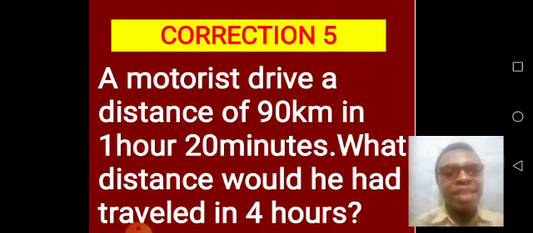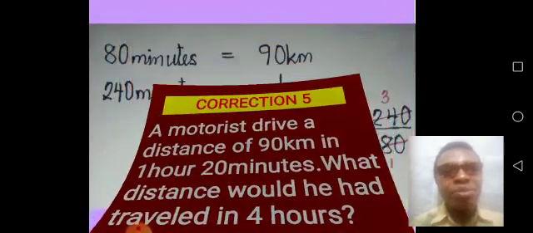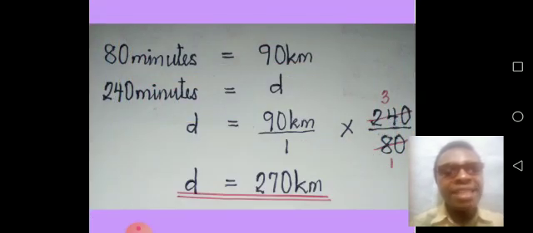A motorist drives a distance of 90 kilometers in 1 hour 20 minutes. What distance would he have traveled in 4 hours? This time, take note of the time there. 1 hour 20 minutes means 60 times 1, 60. So 1 hour 20 minutes will be 60 plus 20, which will give you 80 minutes. And 4 hours will give you 4 times 60, which is 240 minutes. All right, that means we have 80 minutes equals 90 kilometers. And then 240 minutes equals unknown distance D.